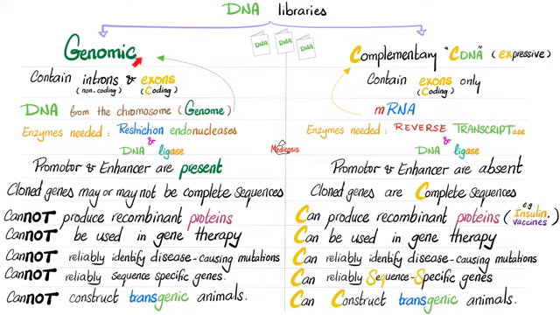But look at the genomic ones, the ones that have the bad guys. We cannot produce recombinant proteins like insulin. We cannot be used in gene therapy. We cannot reliably identify disease-causing mutations. We cannot reliably sequence specific genes. And we cannot construct transgenic animals. How did we make genomic DNA libraries?